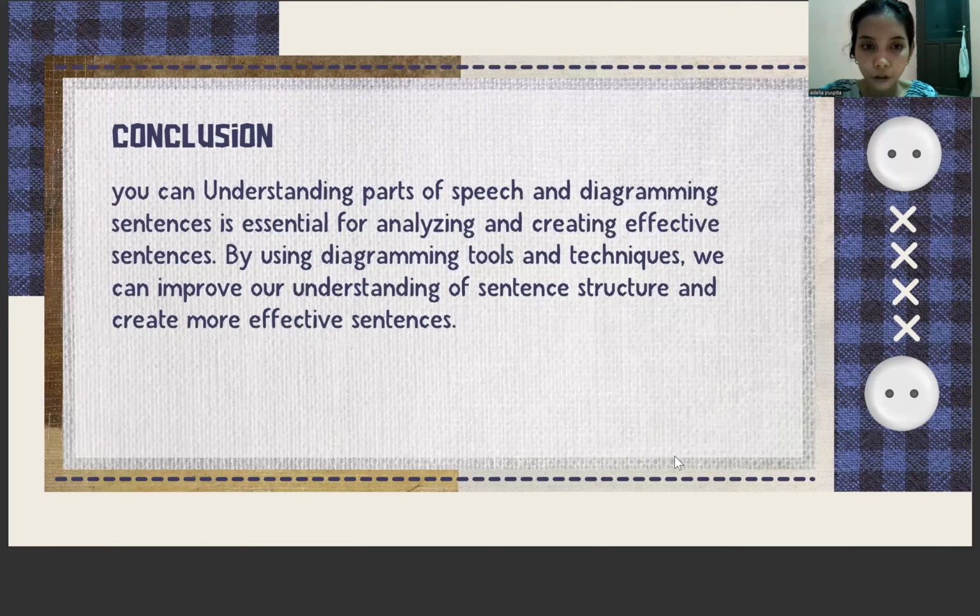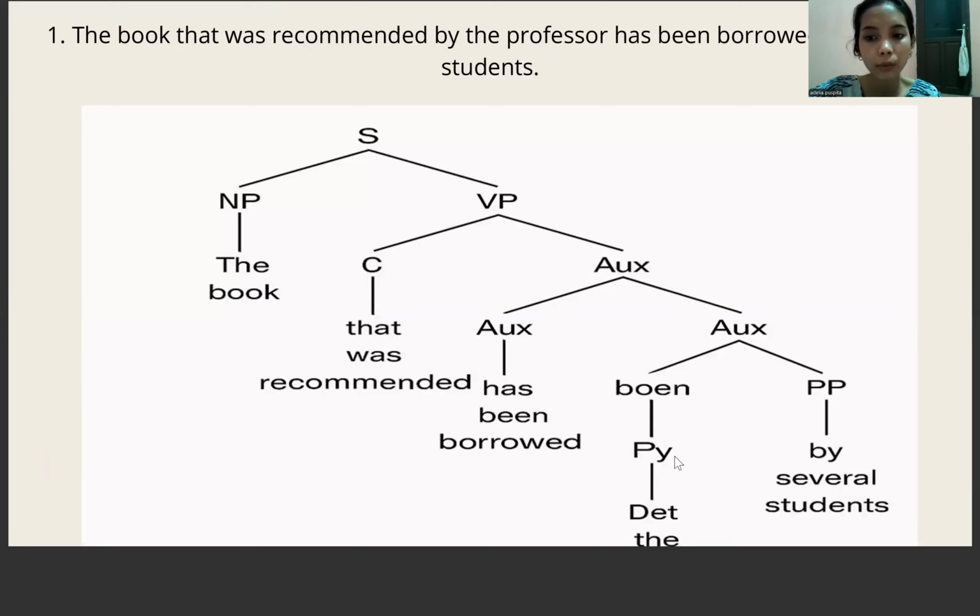So, in conclusion, understanding parts of speech and diagramming sentences is essential for analyzing and creating effective sentences. By using diagramming tools and techniques, we can improve our understanding of sentence structure and create more effective sentences. And next, we're going to talk about some sentences and what is in the tree diagram.